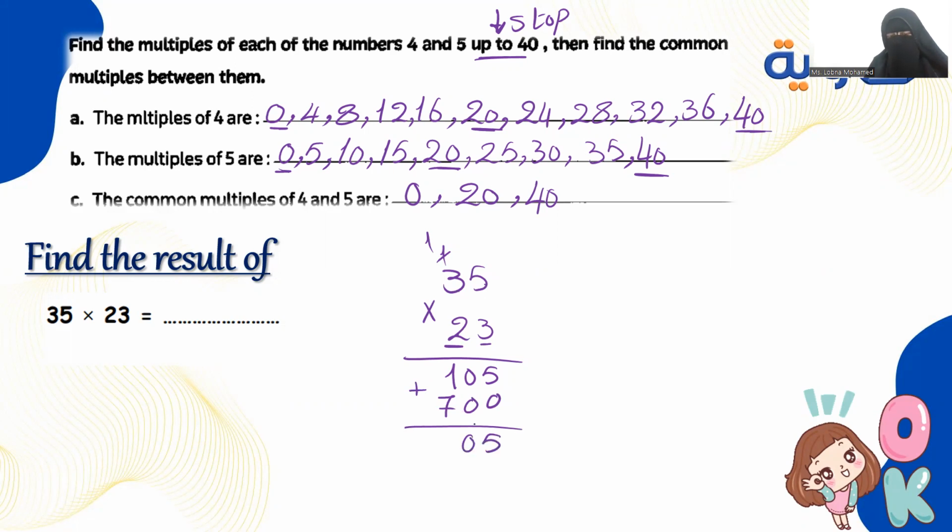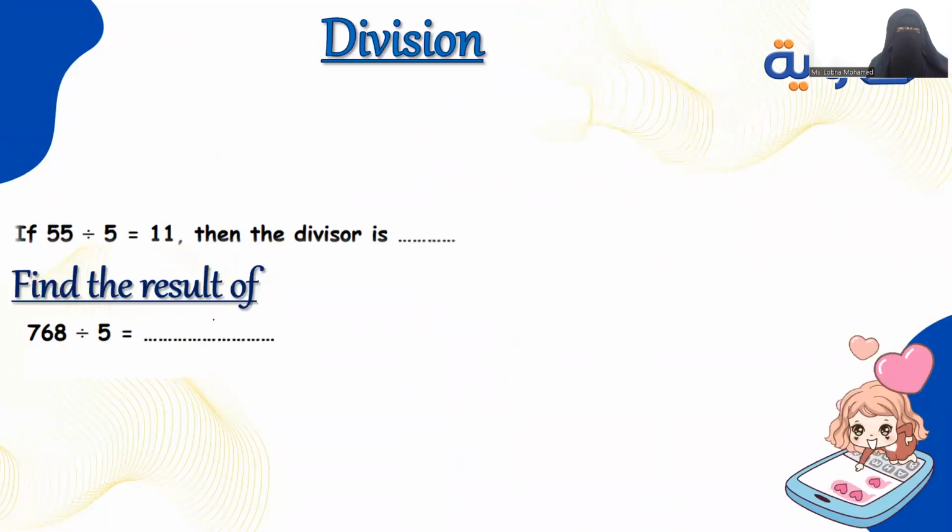0 plus 0 is 0, and 1 plus 7 equals 8. So the answer here is gonna be 805. Okay, let's see this question together.